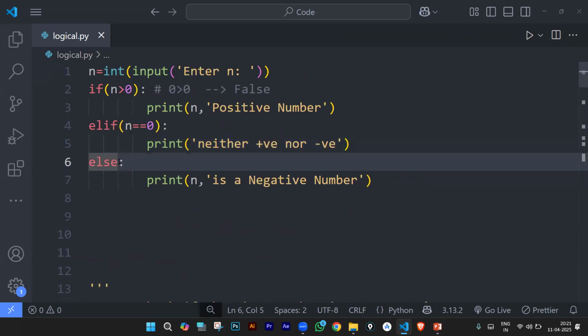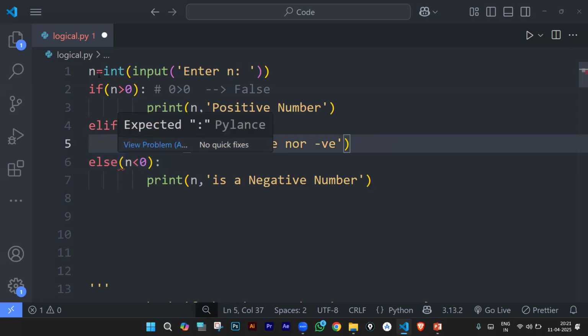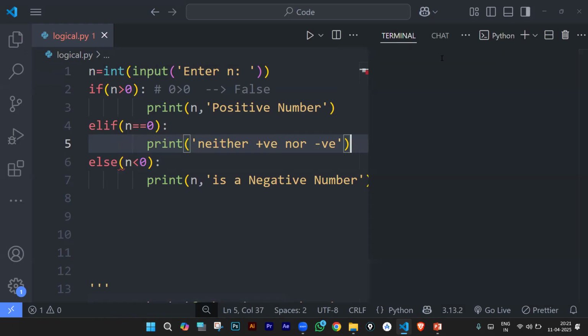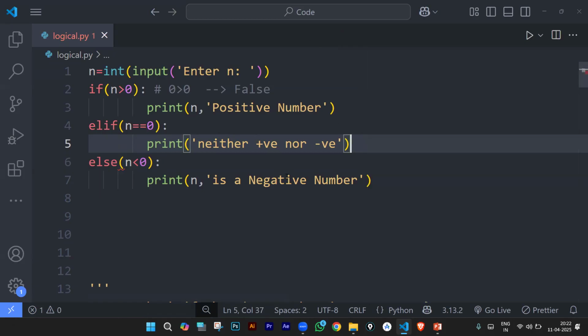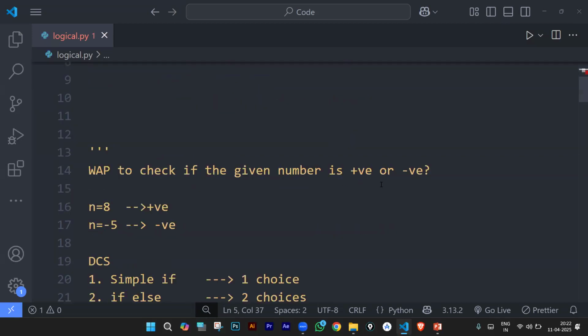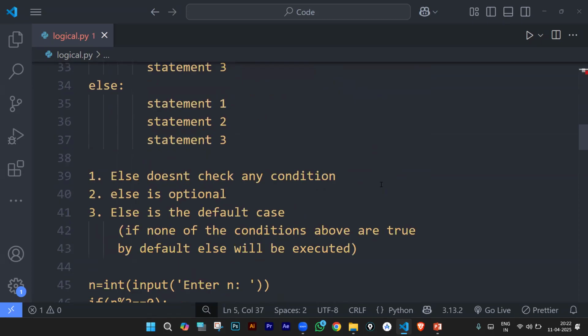If I try to check the condition inside else, n less than 0, negative number, it gives me an underline. You can also see in the file name we have an error. If I try to run this, it will throw an error: after the keyword else, it is only expecting a colon. It is pointing to the opening bracket. It is saying syntax error after the keyword else; it only expects a colon. So else will not check any condition. And what did I tell you? One more statement about else: that is, else is optional.